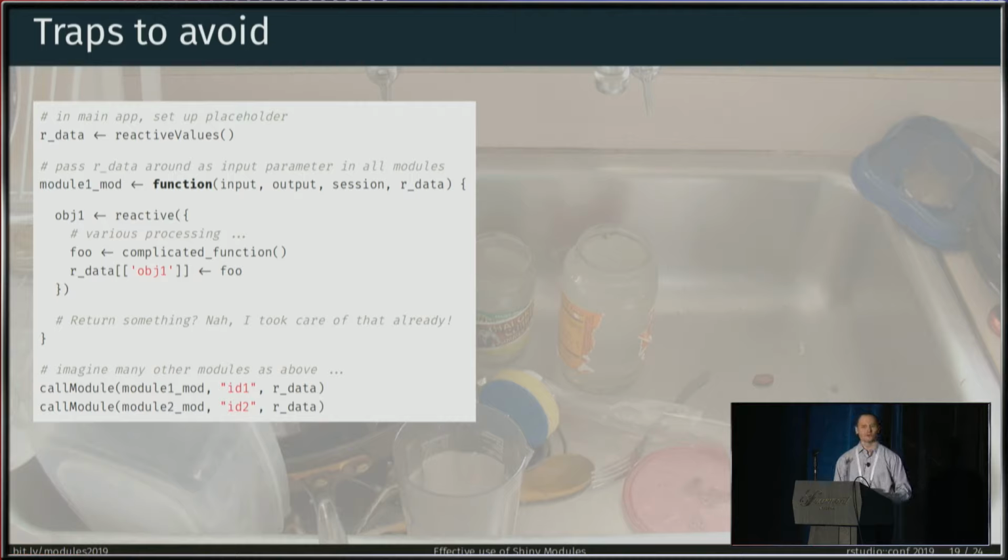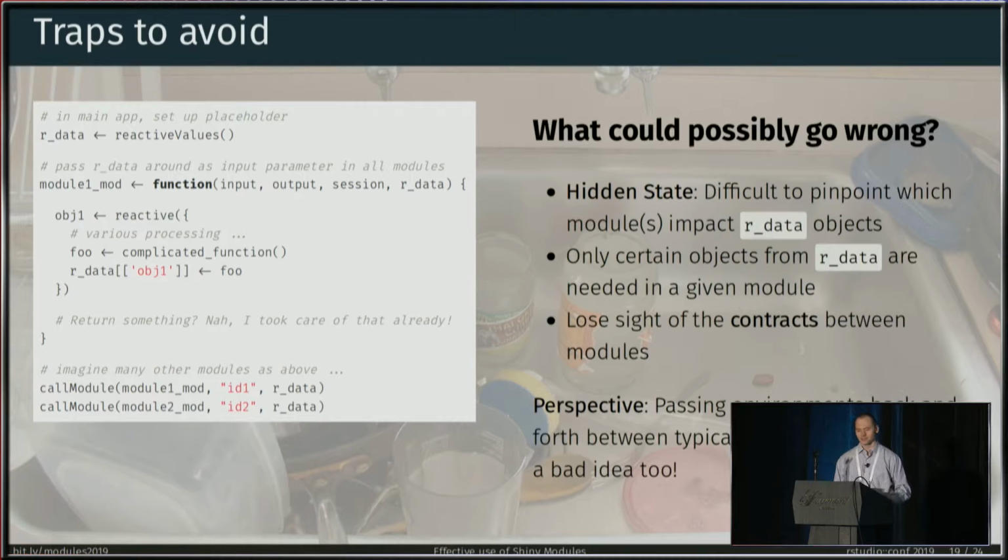Boy, it seems all rosy unicorns, right? Well, guess what? This is a bad idea because you've now ventured into the dangerous world of hidden state. This is where it's difficult to figure out what is happening to these individual objects in the rdata kitchen sink, I will call it. And only certain objects from this are needed as you pass from one module to another. And even more importantly, it's losing that contract that you've established with these modules.